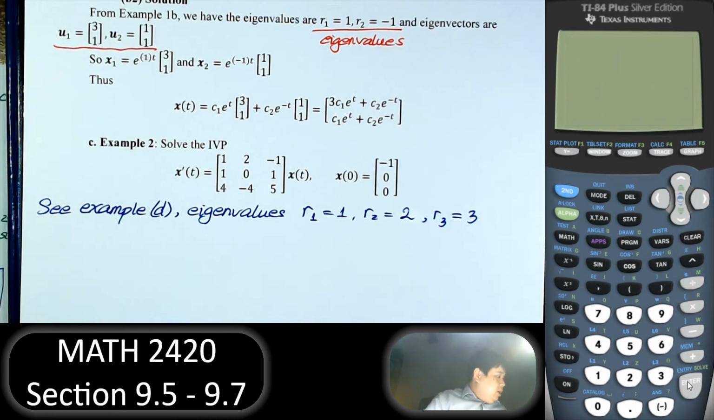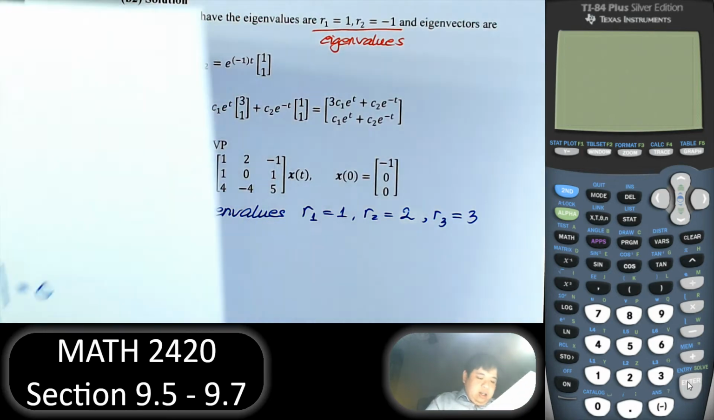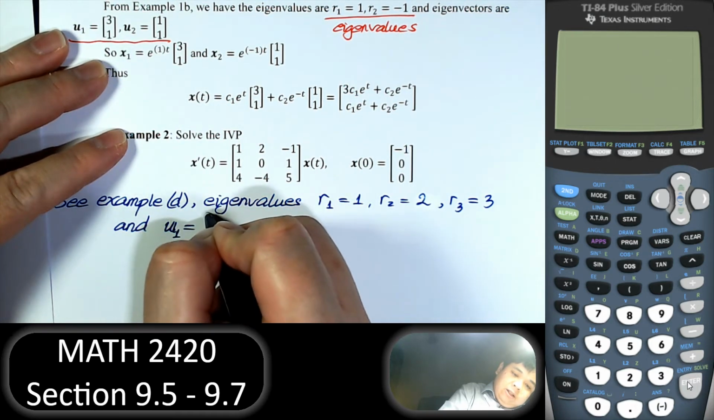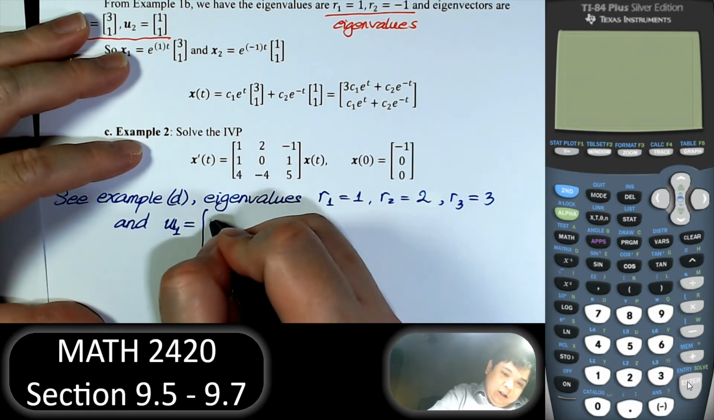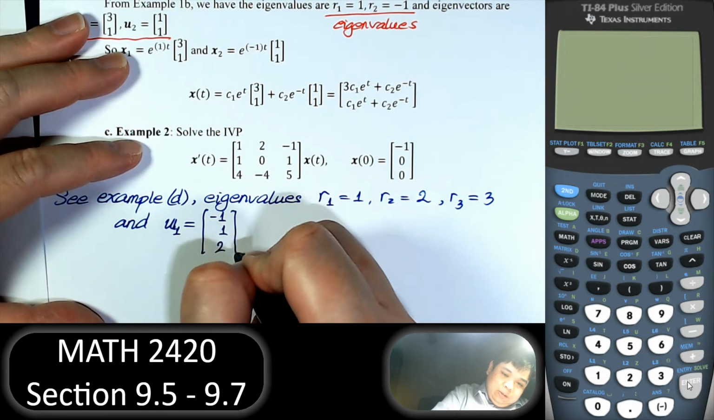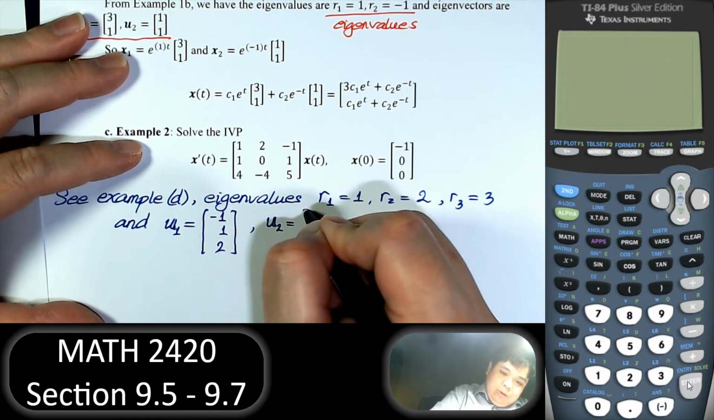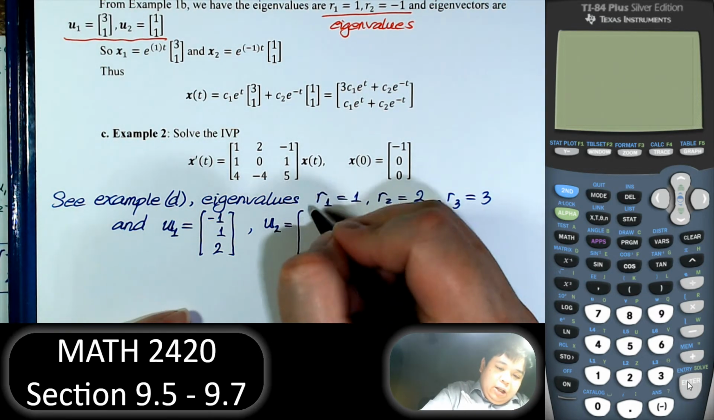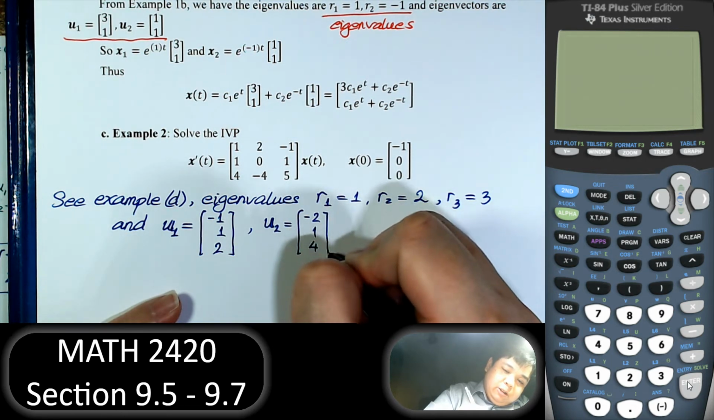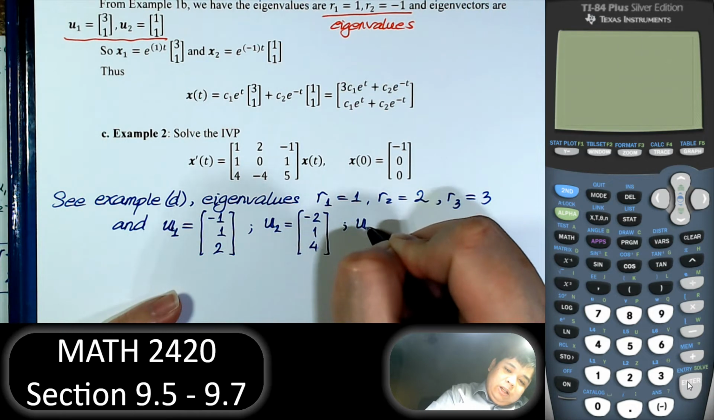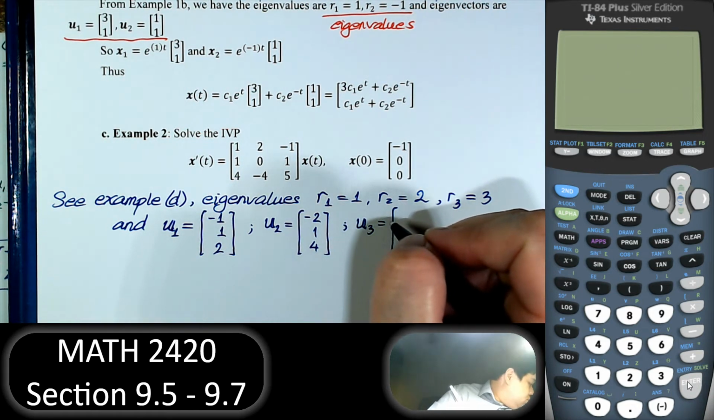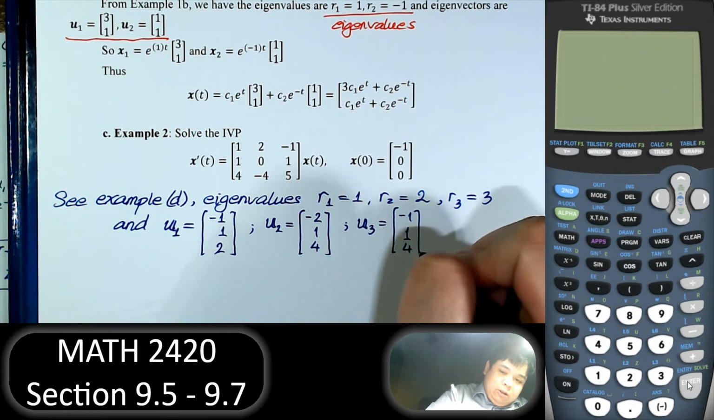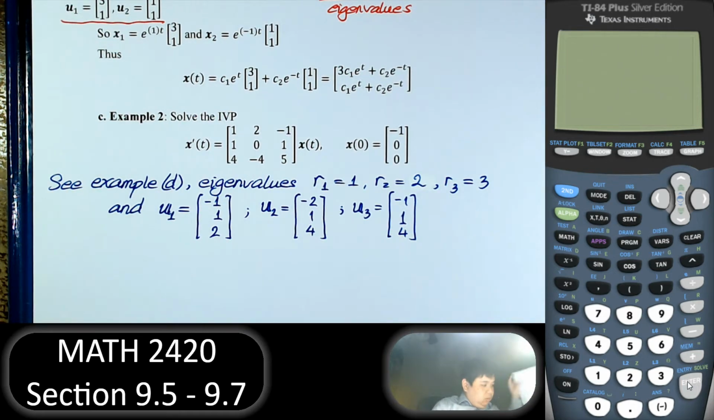That's from the previous example. And the eigenvectors, we have u1: -1, 1 and 2, u2: -2, 1 and 4, and u3: -1, 1 and 4. Right.